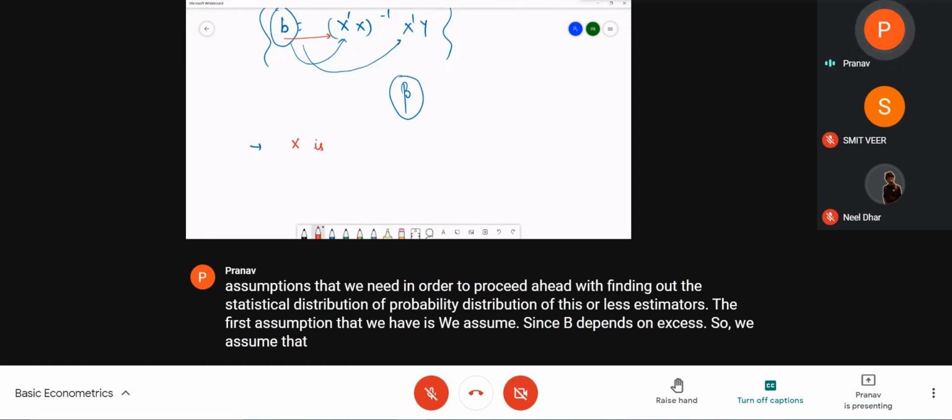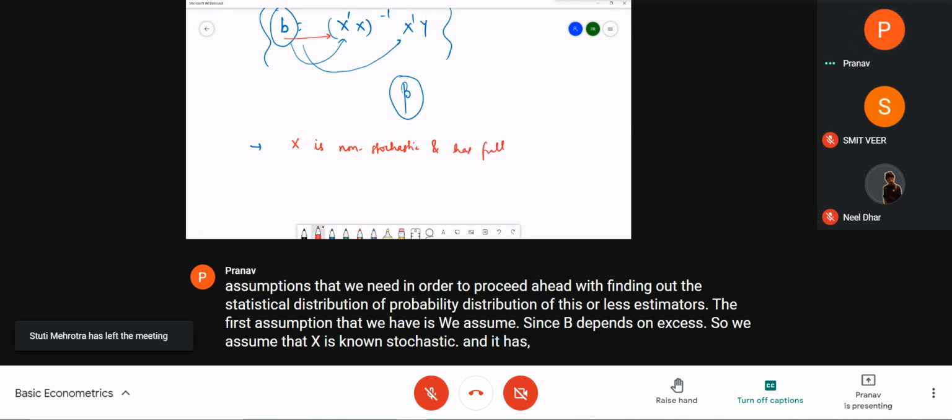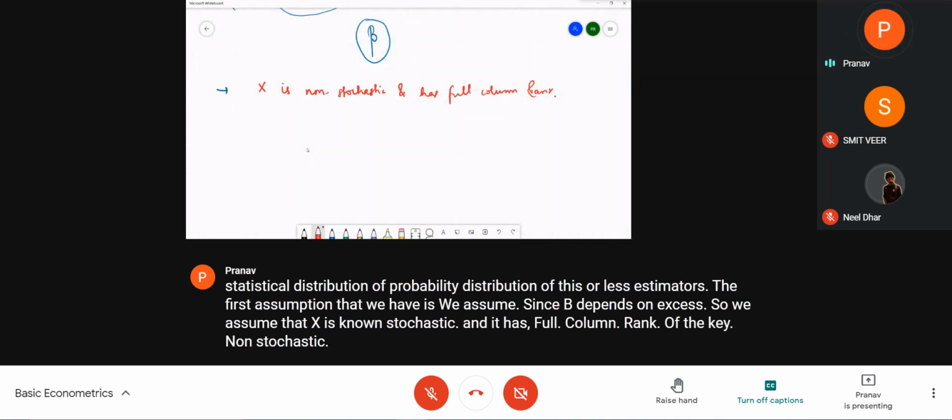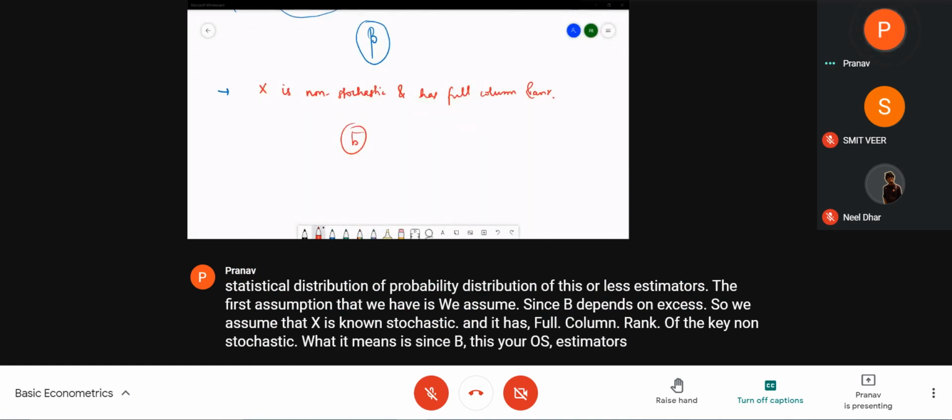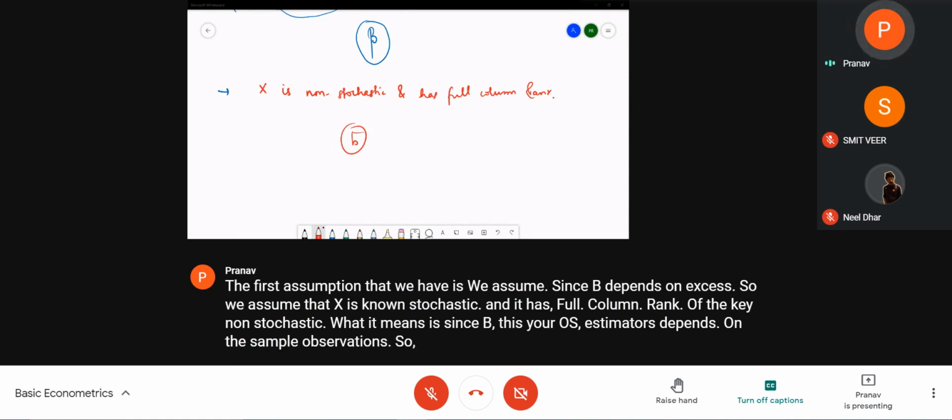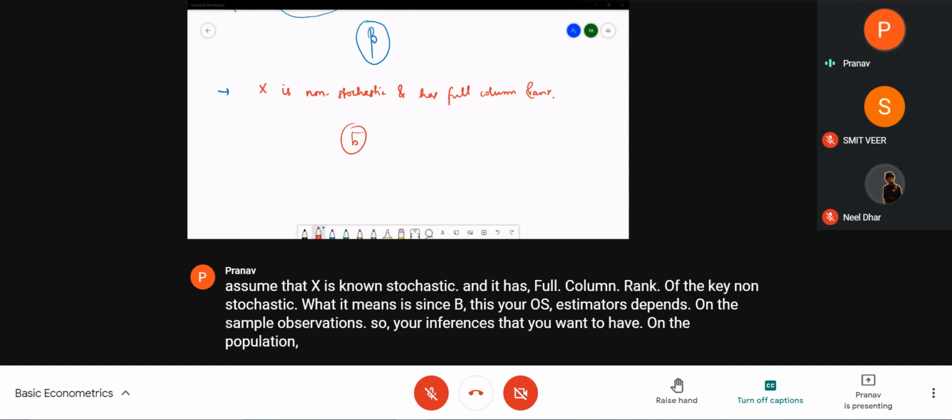The first assumption that we have is, since B depends on X's, we assume that X is non-stochastic and it has full column rank. अब देखिए नॉन स्टोकेस्टिक का मतलब क्या है? What it means is, since B, your OLS estimator, depends on the sample observations, your inferences on the population parameters will also be conditional on the sample values of the X variables.